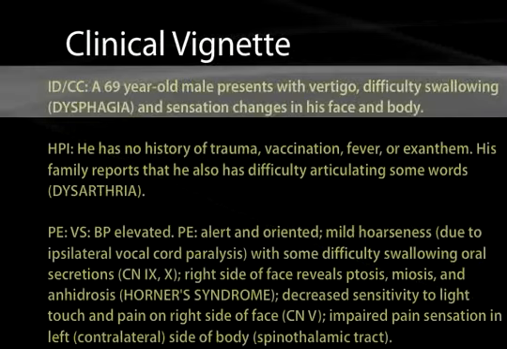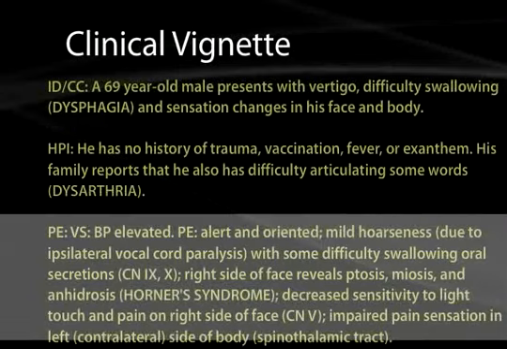A 69-year-old male presents with vertigo, difficulty swallowing (dysphagia), and sensation changes in his face and body. He has no history of trauma, vaccination, or fever. His family reports that he also has difficulty articulating some words, which would be called dysarthria. On examination, you see that his blood pressure is elevated. He is alert and oriented.